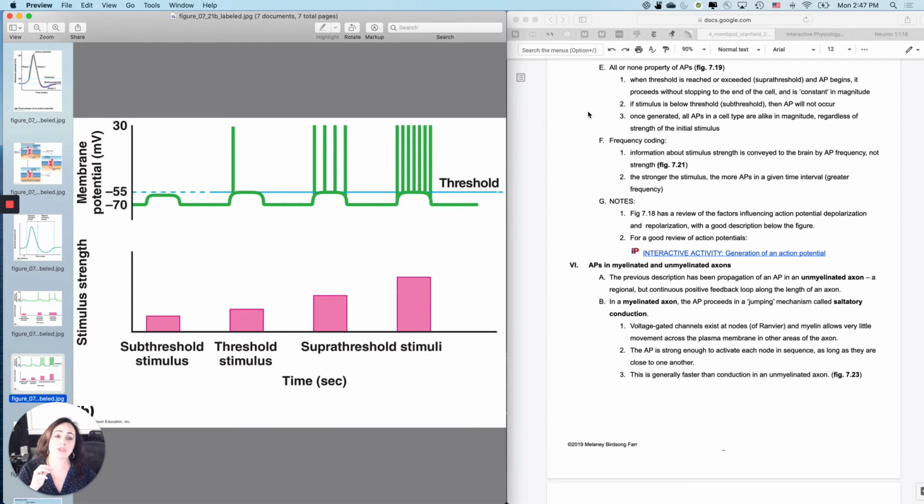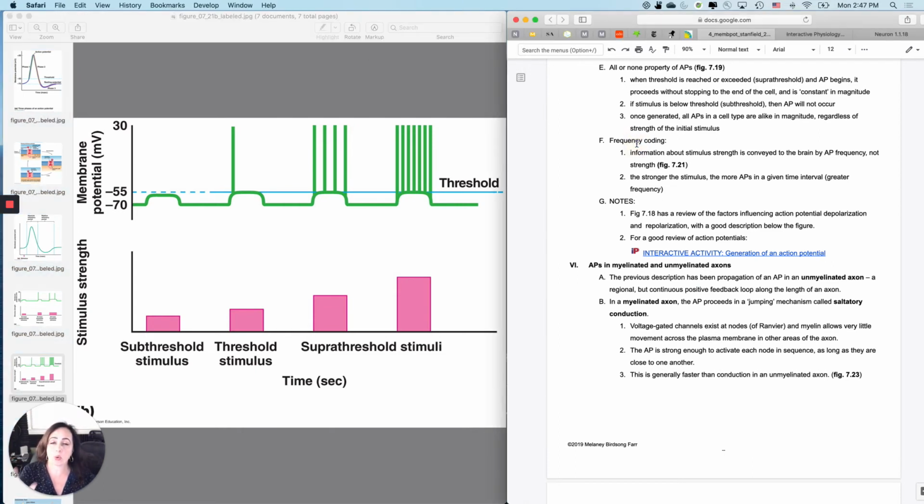So this is called frequency coding. This is an important concept. It follows us all semester long. Information about a stimulus strength is conveyed to the brain by the frequency of action potentials, not the strength of an action potential. So the stronger the stimulus, the more action potentials, not the bigger action potentials. And that's super duper important.